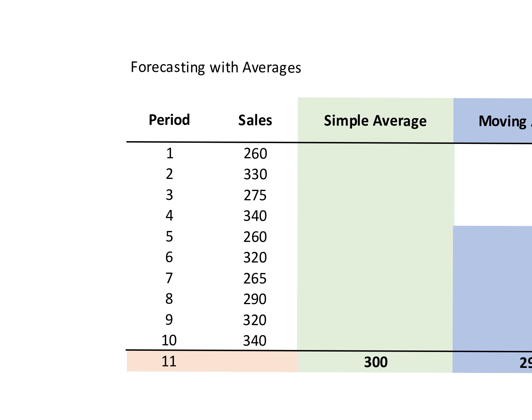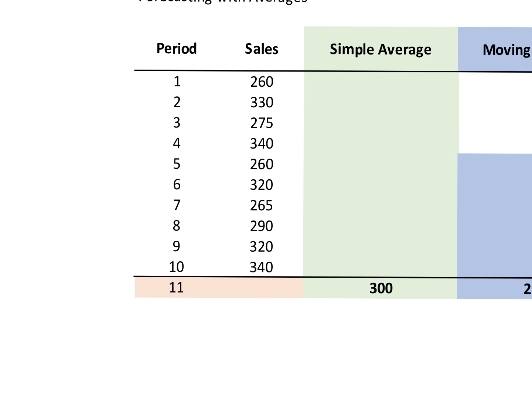So if I take all of these 10 observations and I average them out, I'm going to come up with an estimate of 300. So if we were going to try to make a prediction here for period 11, one thing we could do is use the simple average and say over time, we typically would sell about 300 units in this particular time period. So we can forecast 300, and it could be that simple.